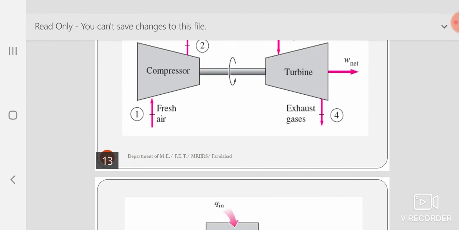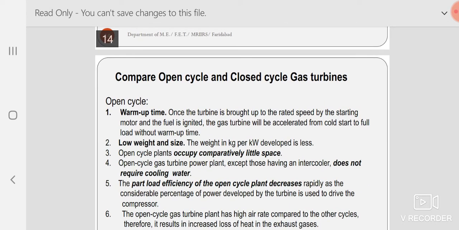So, as a result of that, the open cycle plants occupy comparatively little space. A total heat exchanger is out of question in case of open cycle gas turbine. A heat exchanger is a big body where more surface area is required. Why surface area, you know? Because you have the formula Q = UAΔT. Overall heat transfer is equal to overall heat transfer coefficient U into surface area A into temperature difference ΔT.